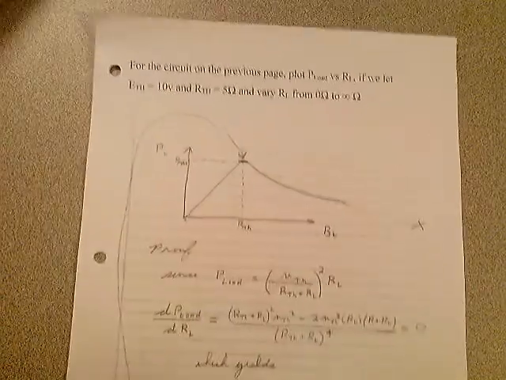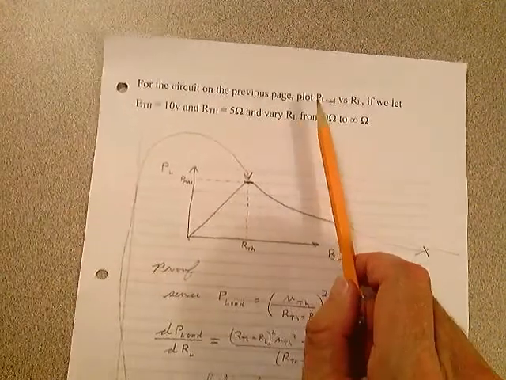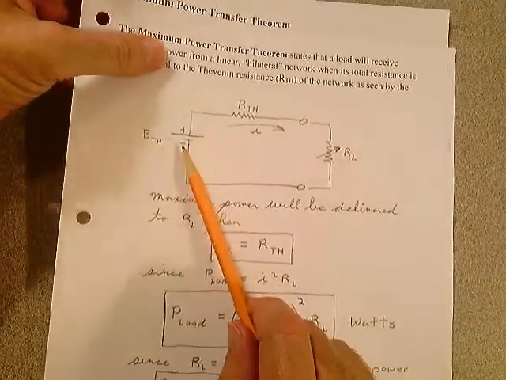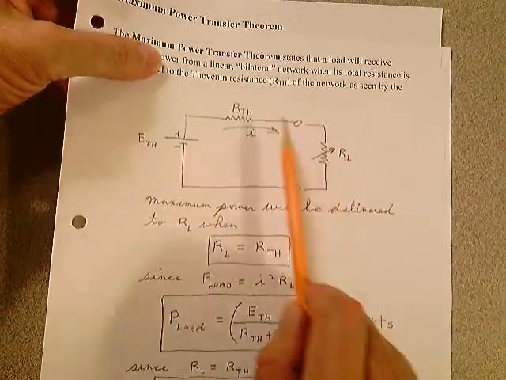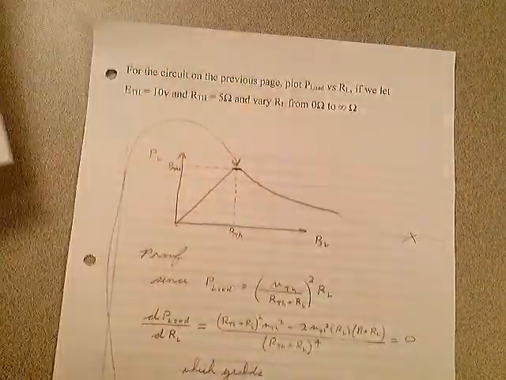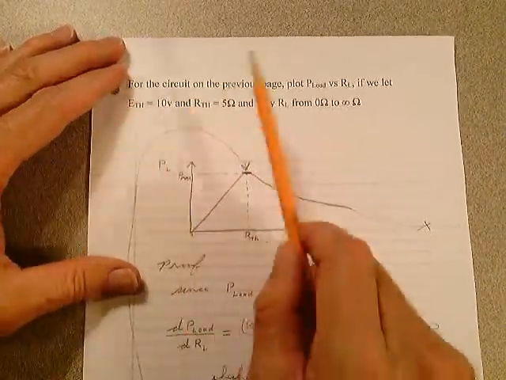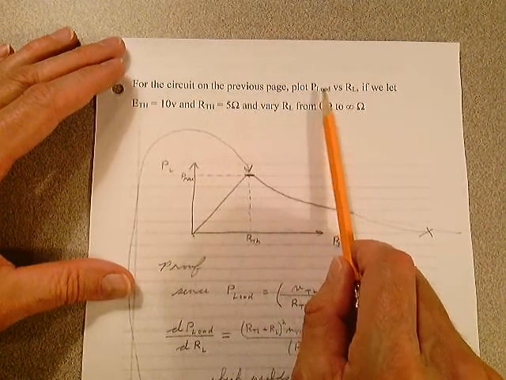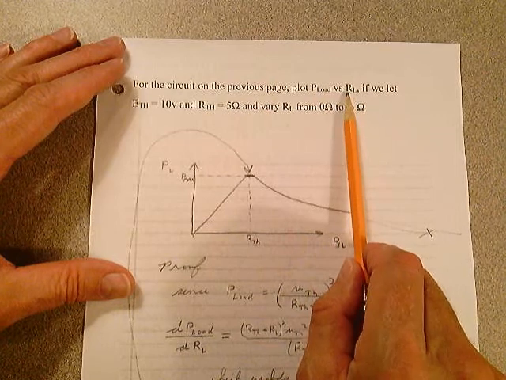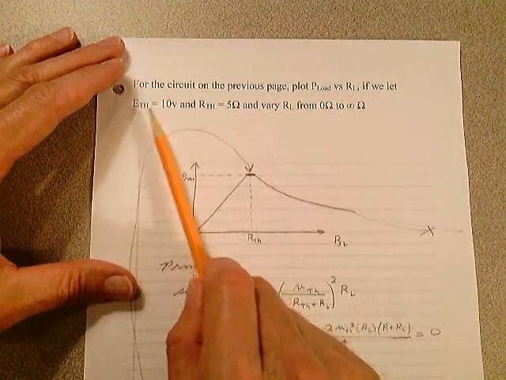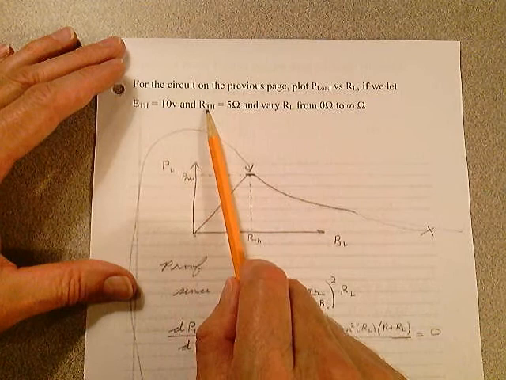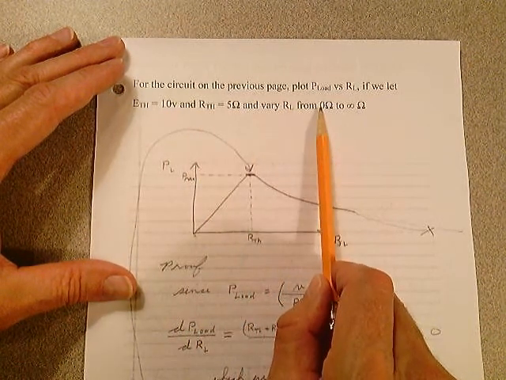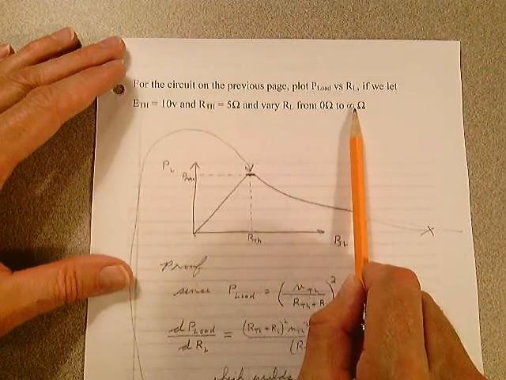For the circuit on the previous page, we didn't prove this. I just made a comment that maximum power will be delivered to that load resistor whenever that load resistor equals the Thevenin equivalent resistance. But for the circuit I just looked at on the previous page, we're going to plot the power in the load versus the load resistance. If we let E Thevenin equal 10 volts and R Thevenin equal 5 ohms, and we're going to vary RL from 0 right through infinity ohms.